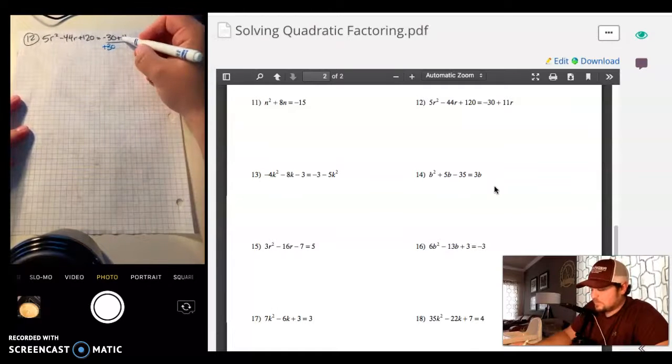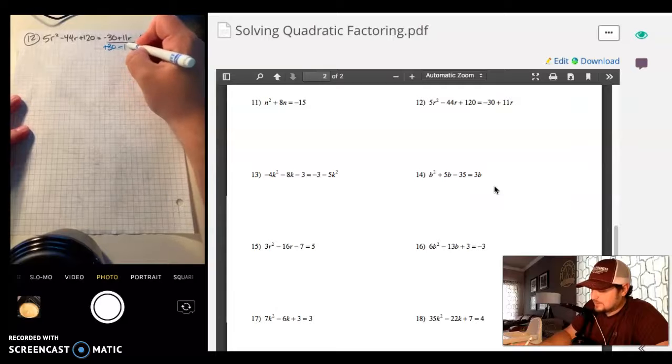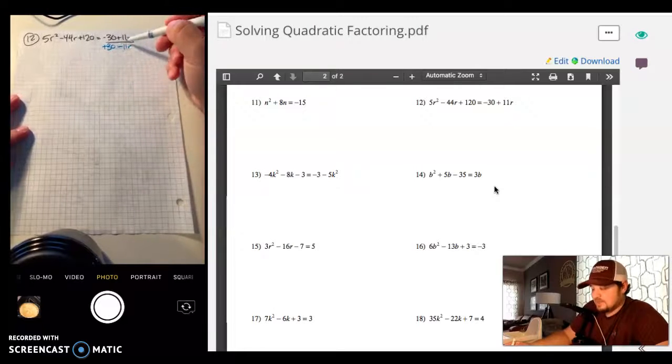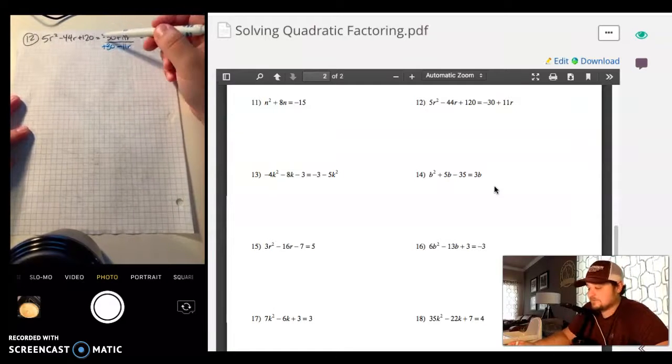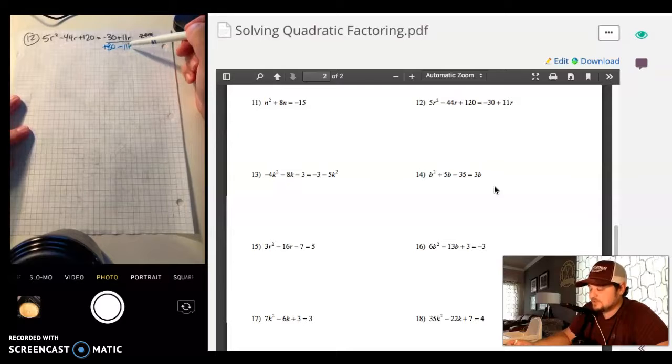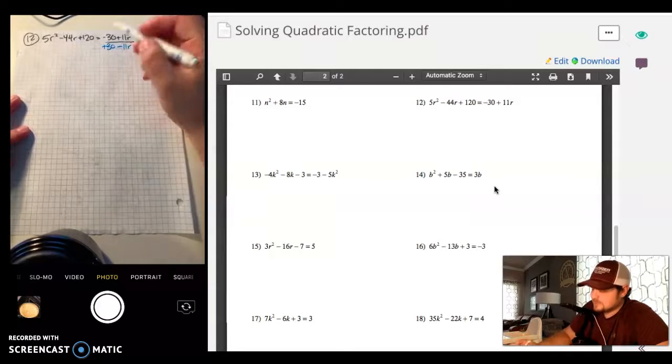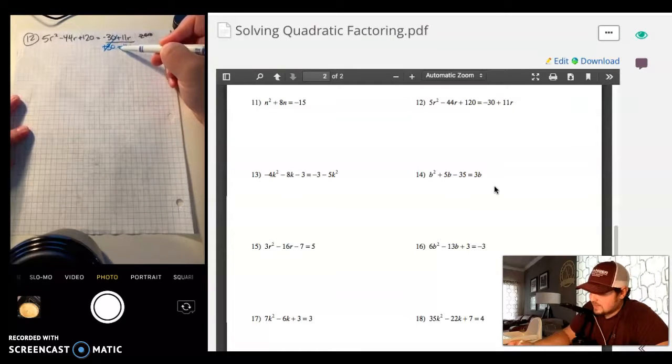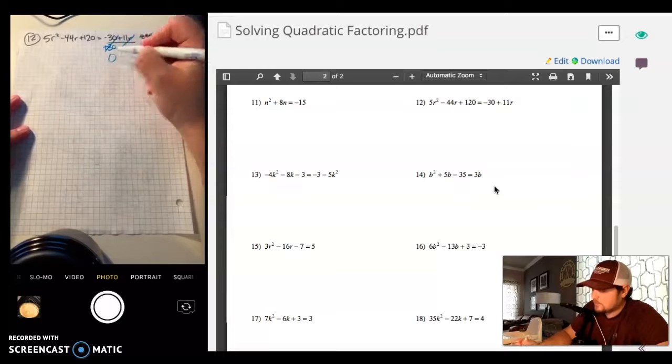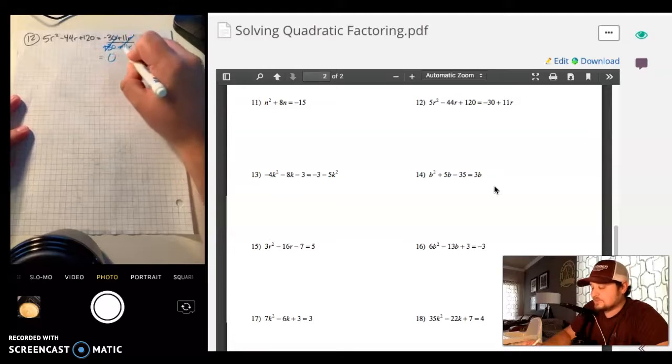And to get rid of a plus 11r, I'm going to subtract 11r. We're doing a lot of this inverse operation stuff, right? To get rid of a subtraction, you add. To get rid of an addition, you subtract. Okay, so this is going to take that away and take that away and leave me with 0. Okay, good. Now I have to do this to both sides of the equation.